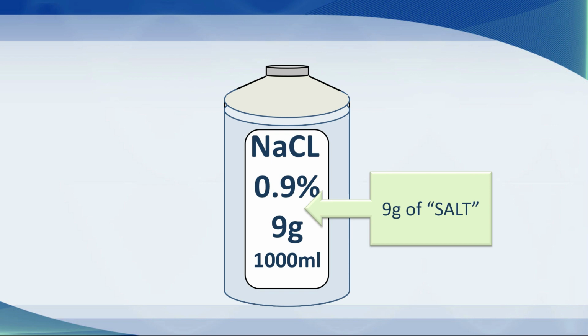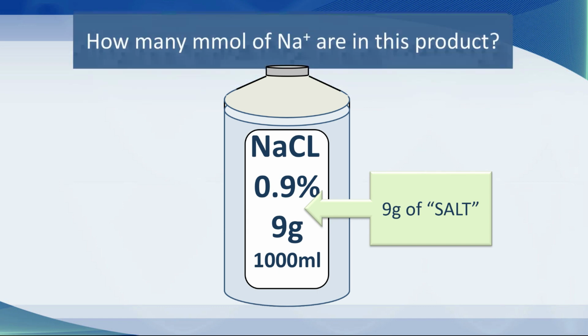Of course, that salt dissociates into its component parts and disperses. The way we measure the quantity of an ionic sodium and chloride solution is to calculate the molality. So, how many millimoles of sodium are in this product? I'm going to take you through a simple approach.